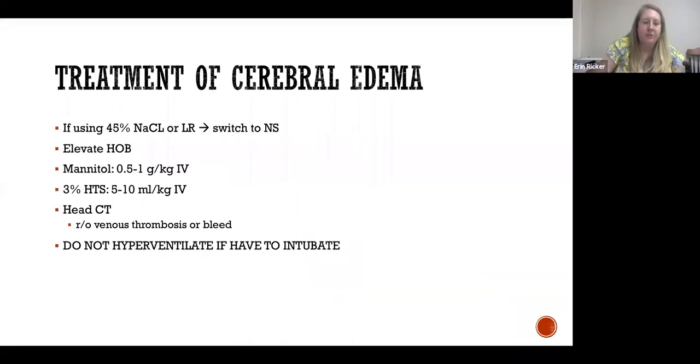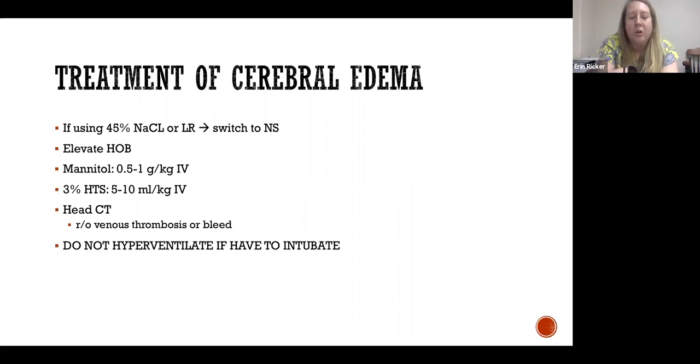So how do we treat it once we recognize it? If you're using half normal saline, or LR, you want to switch to normal saline. That can just help better treat cerebral edema. We'll talk about that in a little bit, but it improves those osmotic fluid shifts. You'll want to elevate the head of the bed, and then we can use 2 different treatment methods.